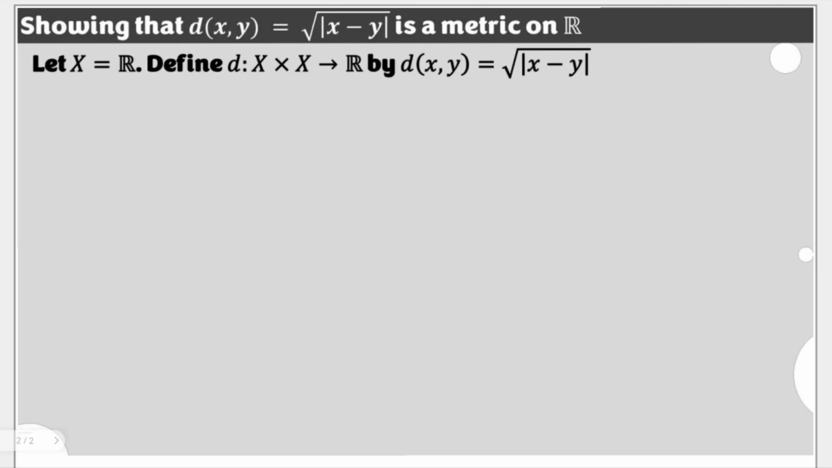Let's consider another definition for function d. We have to show that d of x and y is equal to the square root of the absolute value of their difference. And we're going to show that it's a metric on our set of real numbers.